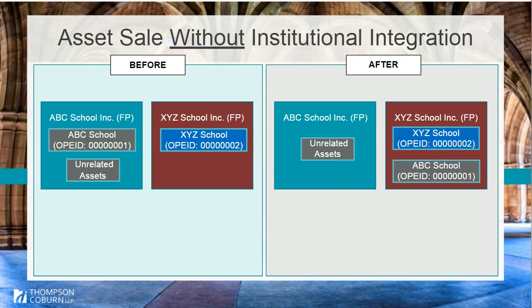You'll see here ABC School is a for-profit selling legal entity. It holds ABC School, which has the OPE ID 1 and some assets. XYZ is our buyer, a for-profit, and it has its own school, OPE ID 2. After the closing, we will sell the assets of ABC to XYZ, and that OPE ID is going to stay intact, but it's going to be owned by the XYZ for-profit legal entity. So this is called without an institutional integration, because that OPE ID 1 is still in place, still exists, but it just operates under the XYZ school legal entity.